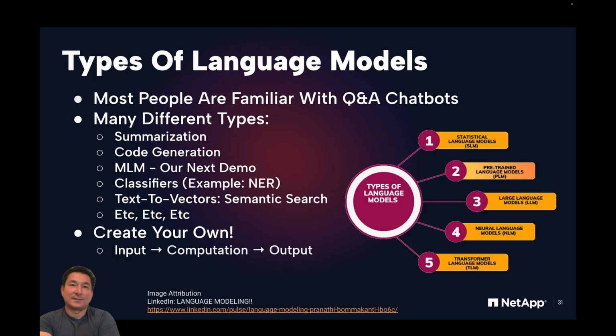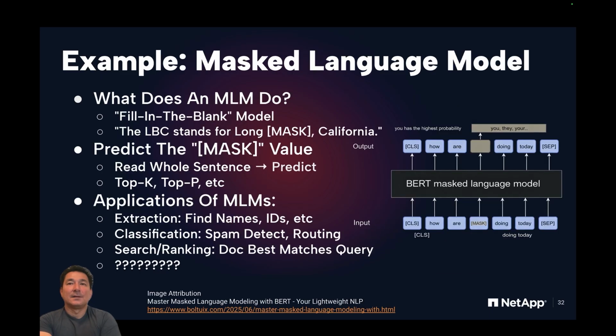But there are many different types of language models. You've probably used some of them, like summarization and code generation. Others include classifiers like named entity recognition, and performing semantic search. And for our demo, we're going to demo a masked language model. Suffice it to say, there are many different kinds of language models, and it all requires some input, some training, in order to get some sort of achieved output. So for our example and what we're going to demo, it's a masked language model.